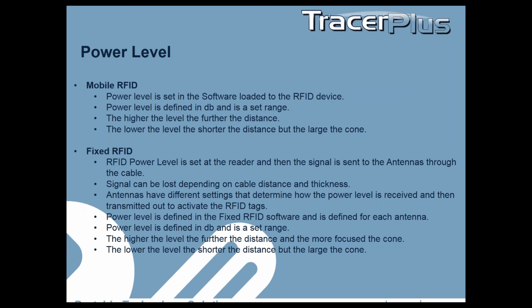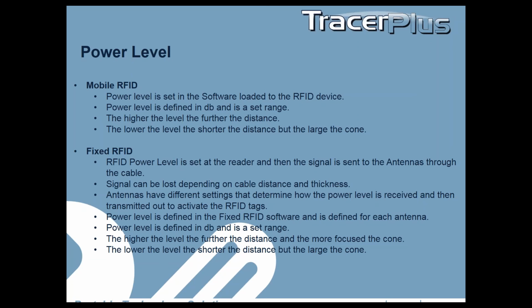For fixed RFID, the power level is set at the reader, and then it's transmitted to the antennas through a cable. Depending on the type of cable you choose, which we'll cover a little bit later, you can actually lose signal based on the thickness or the distance that cable is run. So power level can be affected by that. There are also different settings within antennas that determine how that power level is received and then transmitted out to the tags. We'll talk a little bit about antenna settings and how they affect power level.